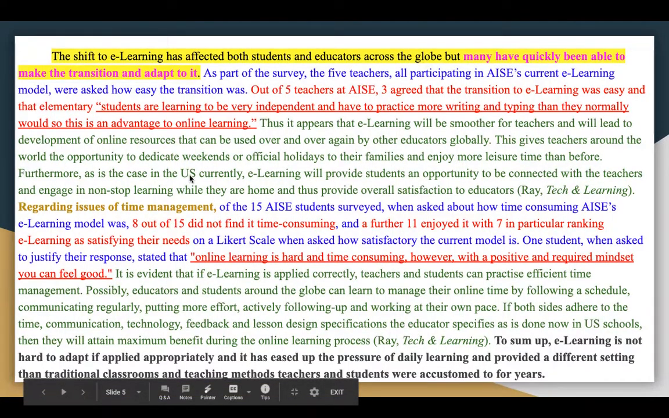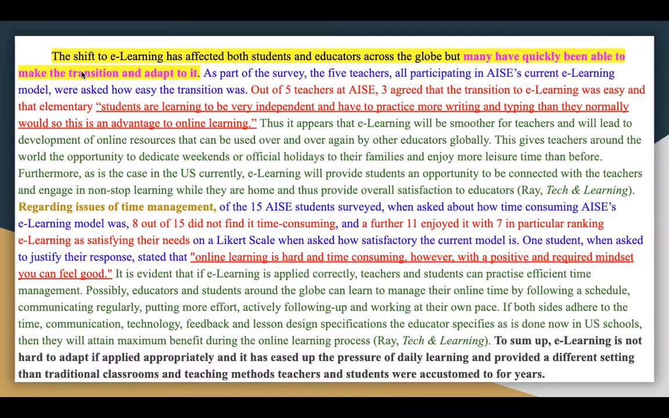So very quickly, the shift to e-learning has affected both students and educators across the globe, but many have quickly been able to make the transition and adapt to it. That's his topic sentence. As part of the survey, 5 teachers, all participating in AISE's current e-learning model, were asked how easy the transition was.